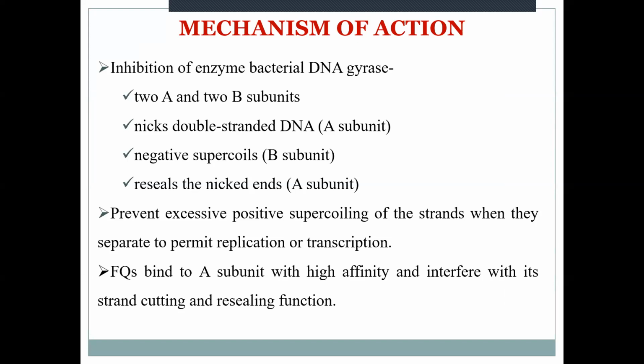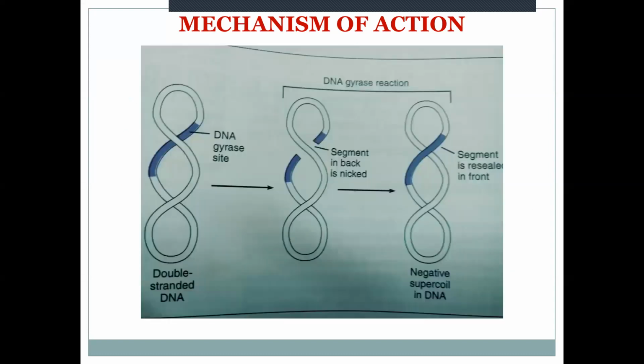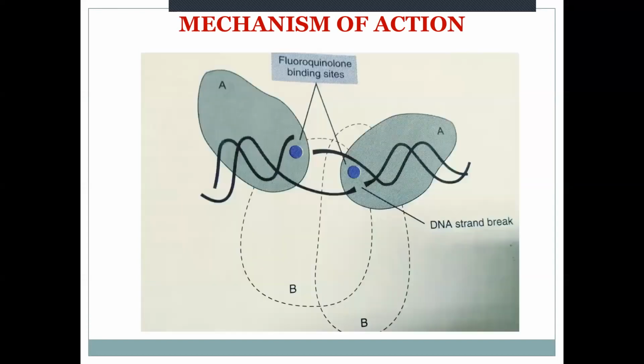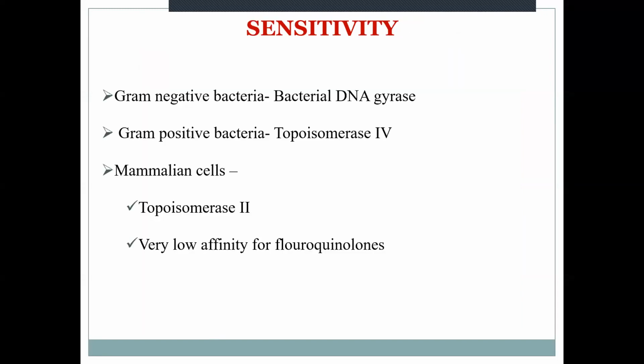Why is strand cutting and resealing needed? Strand cutting and resealing is needed for introducing proper negative supercoiling so that balanced coiling will be there. It is a spring-like structure, so proper coiling is necessary for proper functioning. There is a change in this coiling mechanism because fluoroquinolones bind to the A subunit and interfere with the cutting and resealing function. Therefore, there is breaking of the DNA strand, and bactericidal action is exhibited.